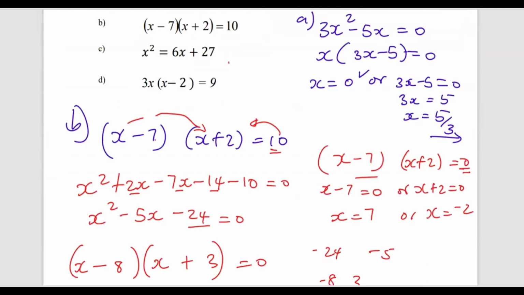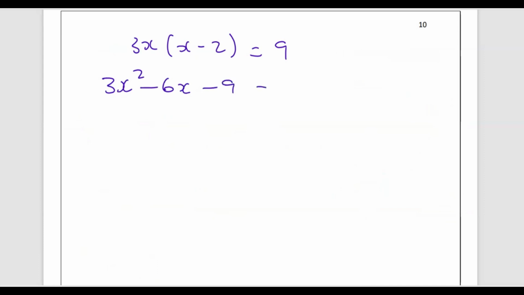Then lastly, we have 3x(x minus 2) is equal to 9. Open up the bracket. The trick here is that they want people to say 3x is equal to 9 and then this whole thing is equal to 9. That is wrong. Let's open up. So 3x squared minus 6x. Let's move the 9, minus 9 is equal to 0. But there is something common, which is the 3. Let's divide through by 3.